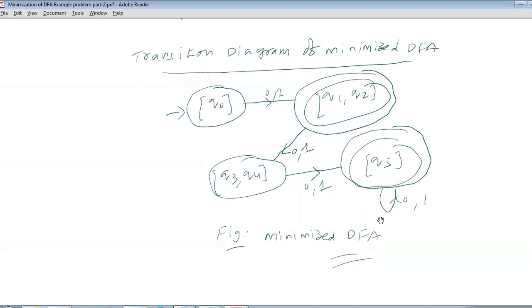Like that, for any given problem using the table filling algorithm, first you have to find the equivalent classes. After finding the equivalent classes, you can merge the equivalent class states into a single state. Then, by including the remaining states along with the merged states, you can construct the minimized DFA.